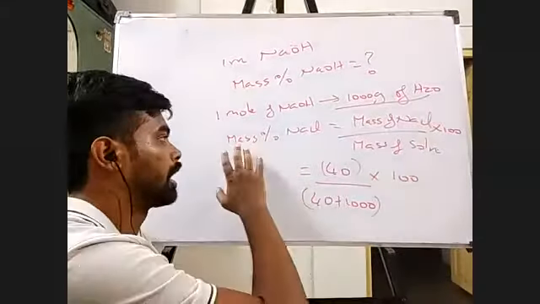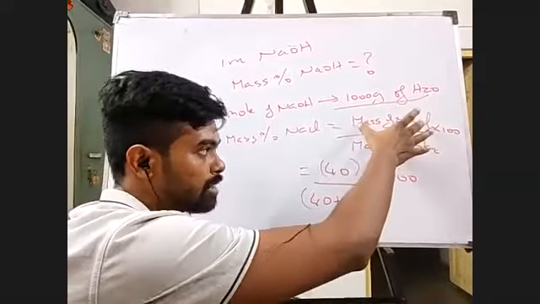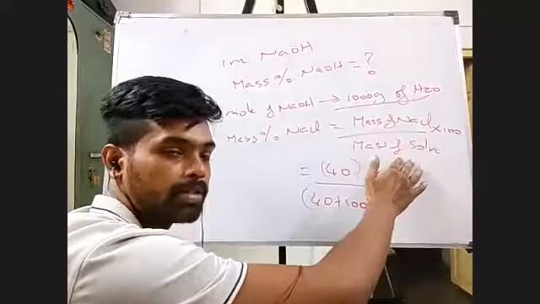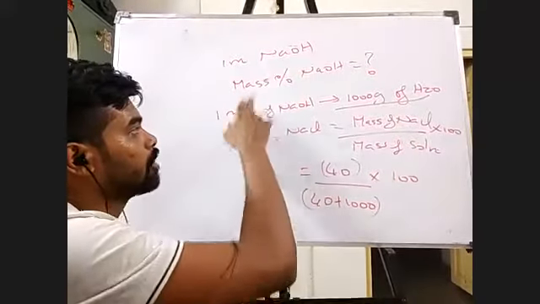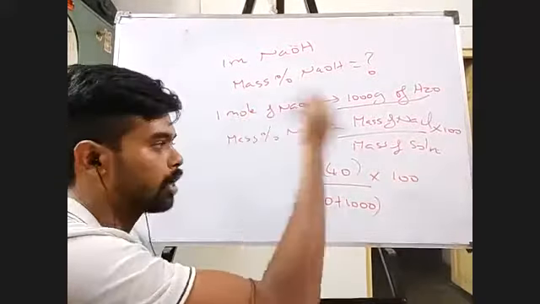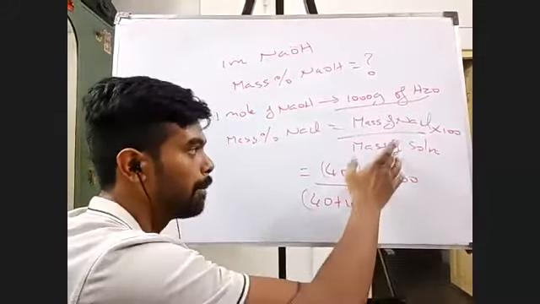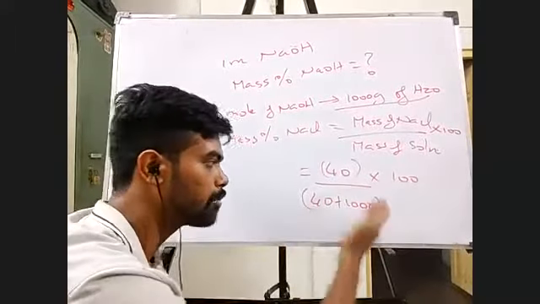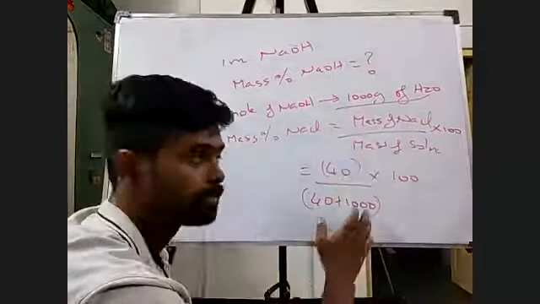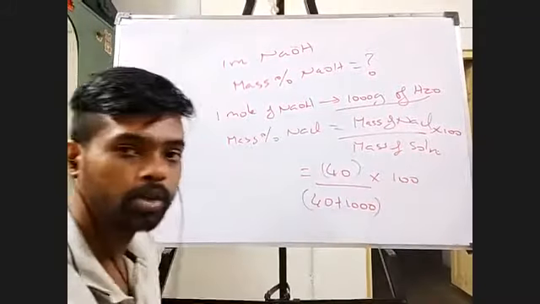Understood? Okay. Now for the mass percentage of NaOH, I require two things: mass of NaOH divided by mass of solution, into 100. Now I have given you that it is 1 mole of NaOH, and I know 1 mole of NaOH is 40 grams, divided by the mass of solution, that is mass of solute plus mass of solvent, that is 40 plus 1000, where 1000 comes from here, into 100.